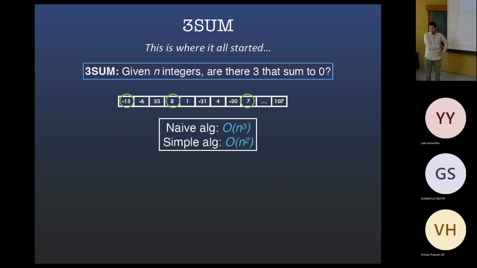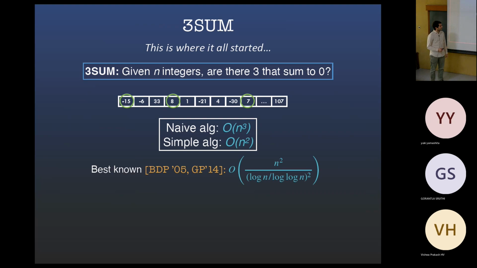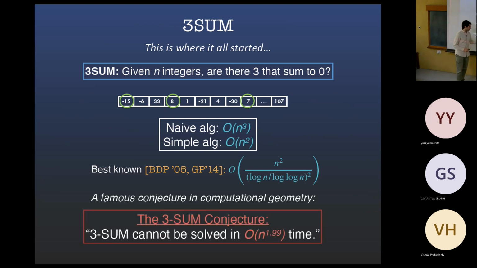So how do you solve this problem? Naively, it's n cubed. You try all triples of numbers, check if they sum to 0. There's a popular interview question: how to get this to n squared? Some simple algorithm. And the conjecture is that you cannot do better. Again, you can change some logs, but the conjecture is you can't do truly subquadratic.